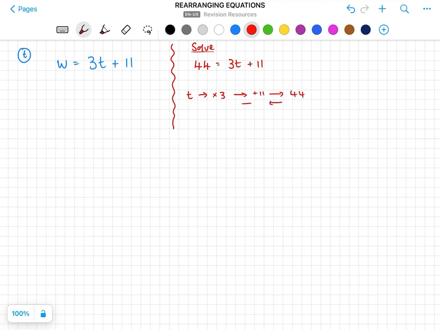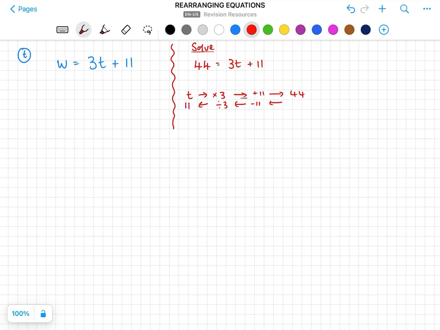So to work backwards to solve, you're doing the opposite. So we take away 11 and then we divide by 3 to find our value of t. So 44 minus 11 is 33. Divide that by 3 and we get a value of t to be 11.